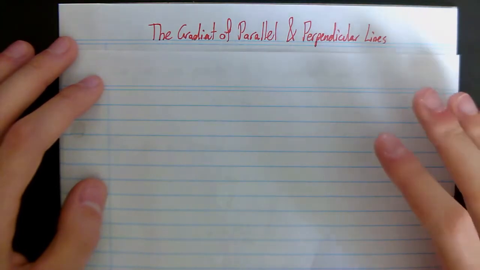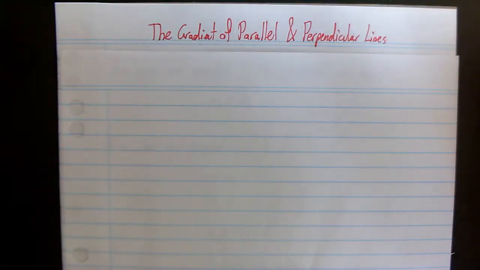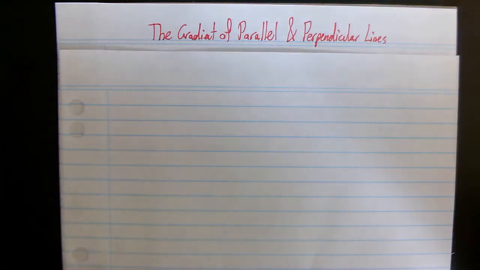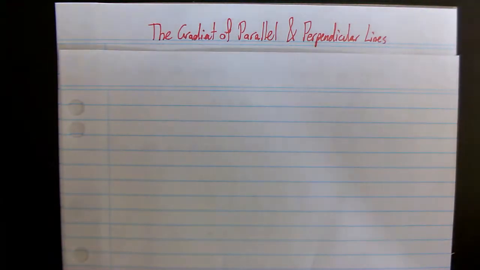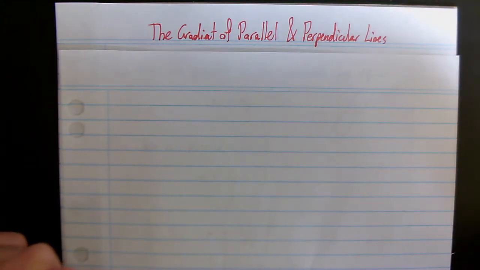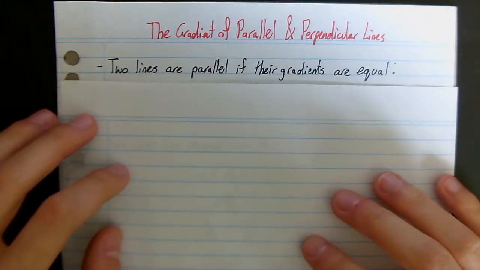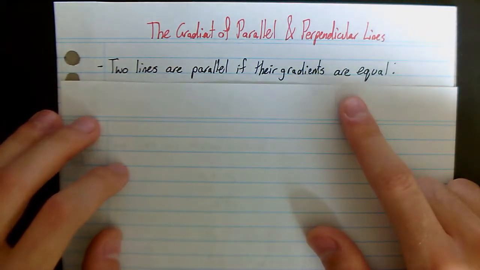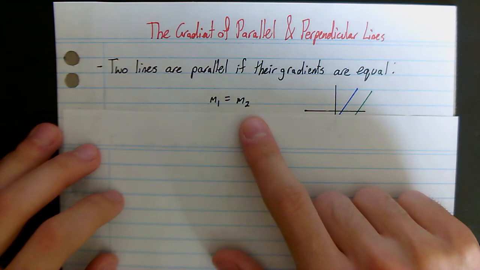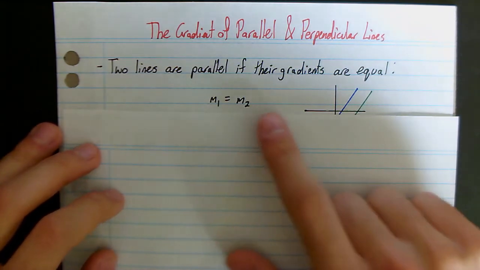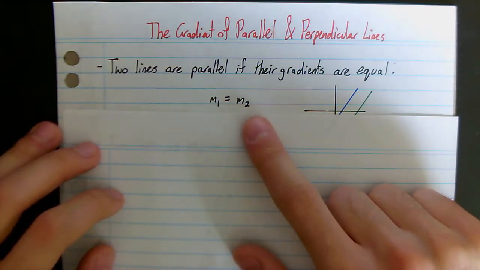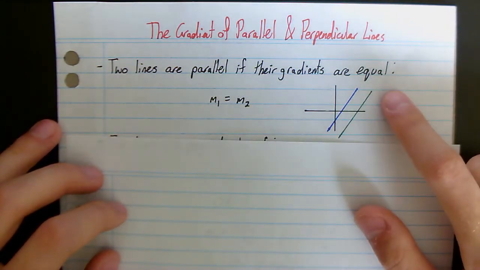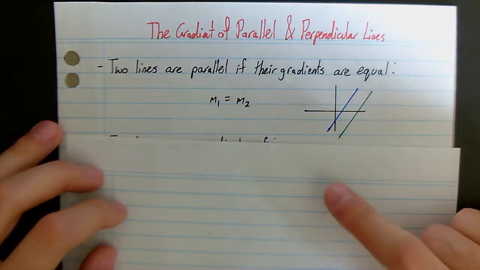So two lines are said to be parallel if they just never meet, okay? So essentially, it's just the same line, just shifted left or right or up or down, okay? So in terms of their gradients, we say two lines are parallel if their gradients are equal, okay? Namely, if m1 equals m2, where m1 is the gradient of one line and m2 is the gradient of another, okay? So consider the blue and green line here. They are said to be parallel because they never meet, okay?